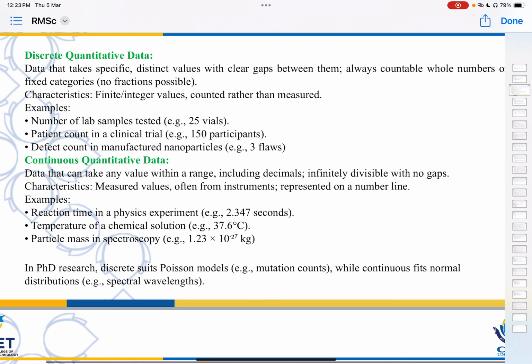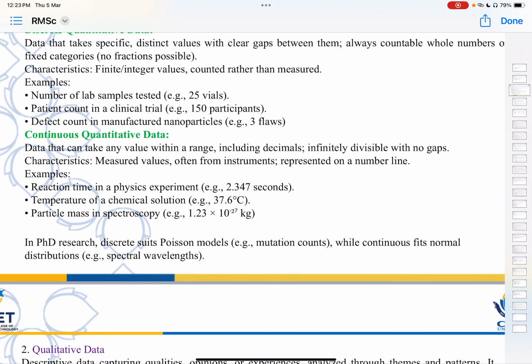So in our research, in a PhD research, if you have discrete data, then to analyze it statistically the Poisson model is more suitable. And if it is continuous data, then it fits the normal distribution.